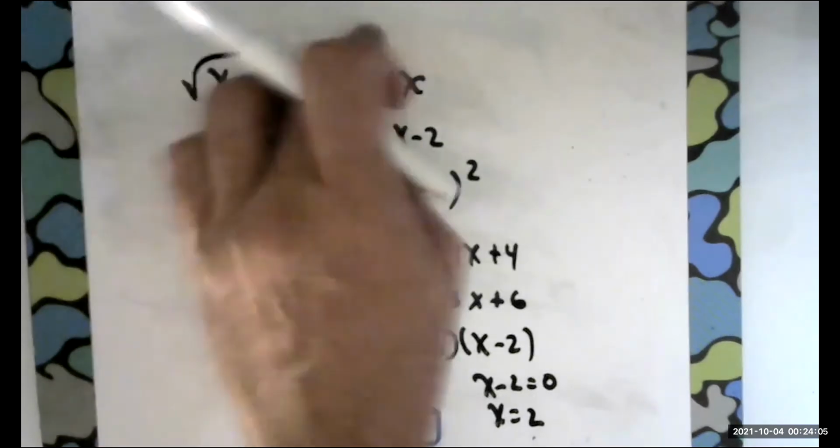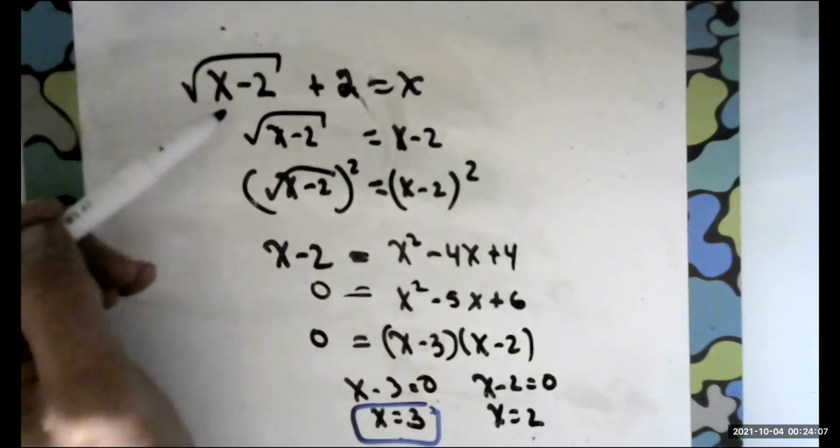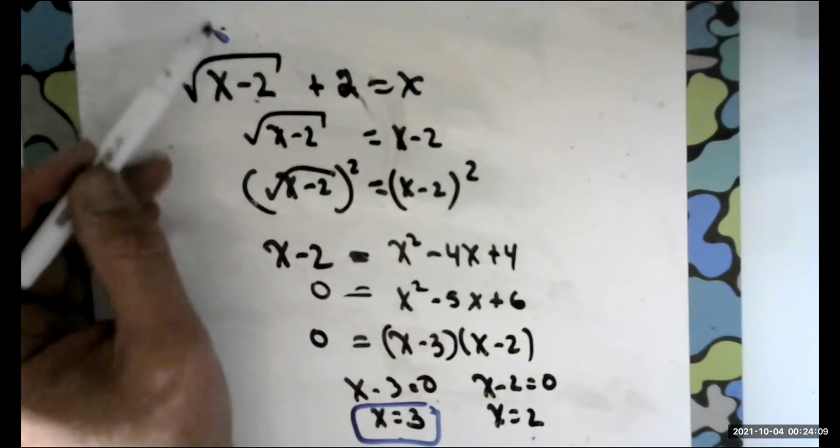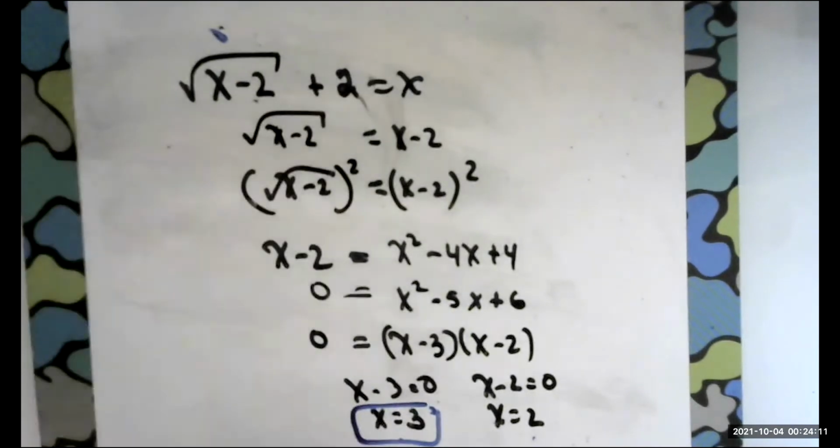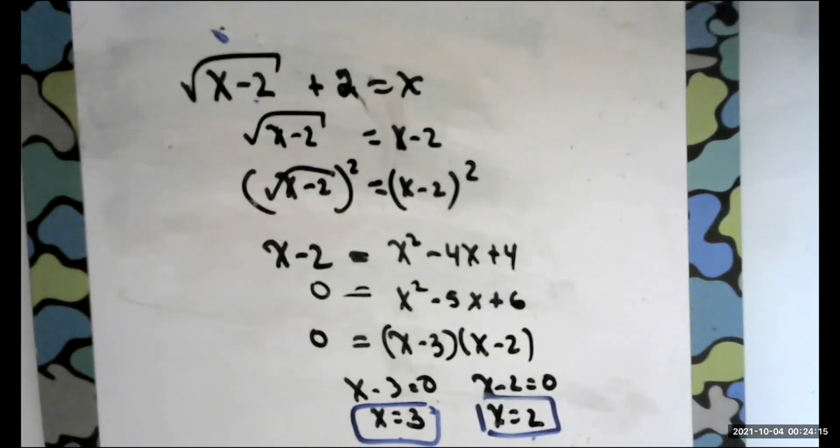Let's repeat the process when x equals 2. 2 minus 2 is 0. Radical 0 is 0. 0 plus 2 equals 2. So in this case, both numbers satisfy the equation, thus we accept both numbers.